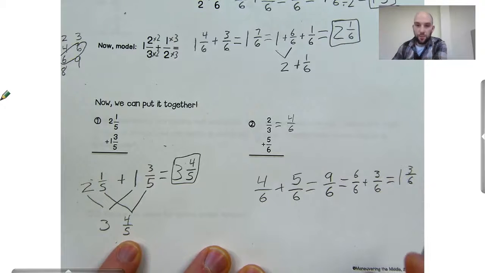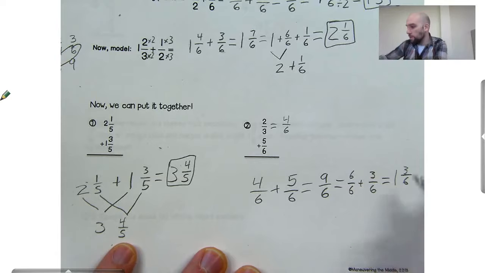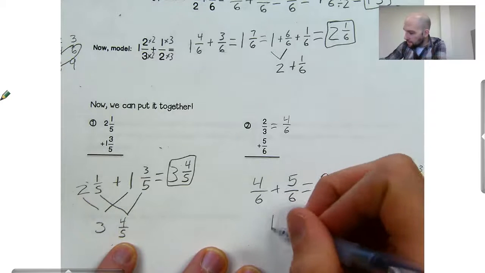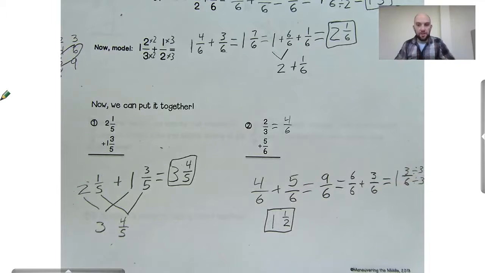And 3/6 is really 1/2. 3/6 is equivalent to 1/2. 3 is half of 6. If I divide both of these by 3, I'll get 1/2. So it's going to be 1.5. That will be our answer.